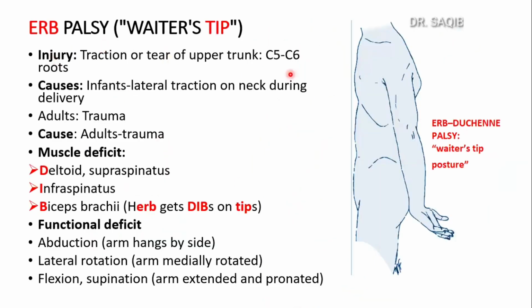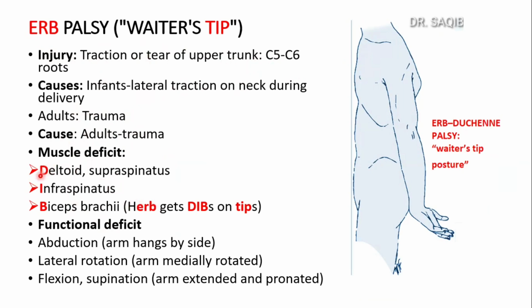So this is the Erb's palsy again, and this is the injury. You can go through that, right? The injury is a traction of the upper trunk, C5 to C6, caused in the infant by lateral traction of the neck during delivery. I've discussed all these with you in detail. This is a summary, right? In adults, the cause would be trauma. These are the muscle deficits I told you already, and this is a memory tip for that.